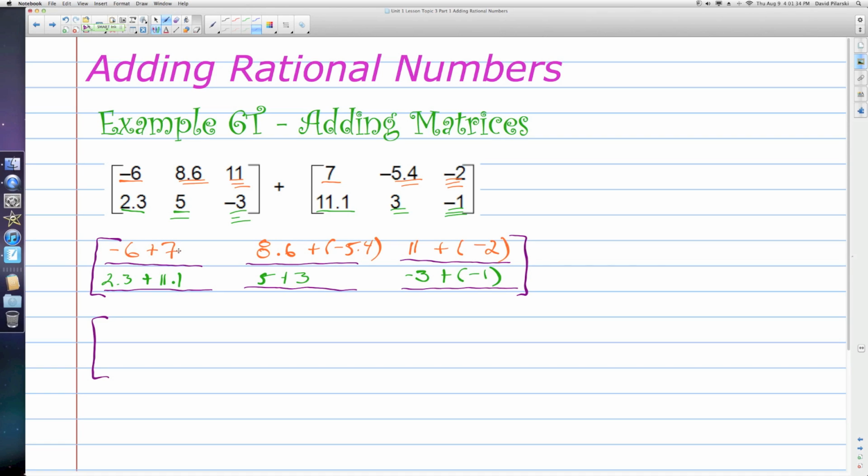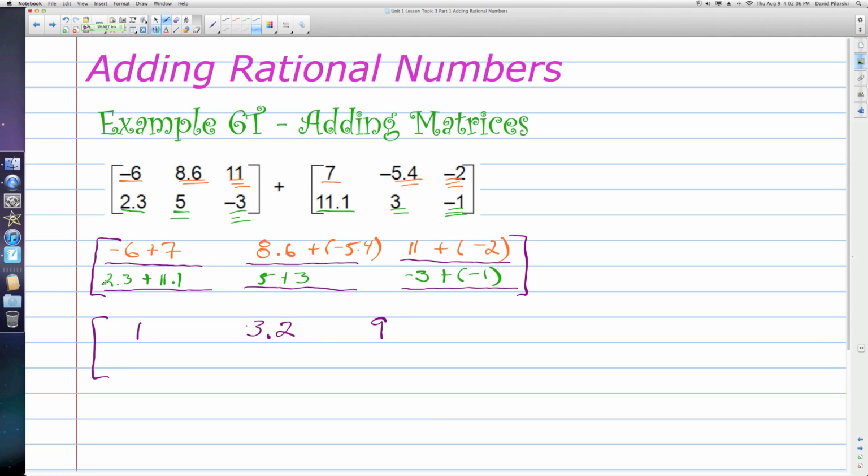Negative 6 plus 7 is 1. 8.6 plus negative 5.4, the answer to that is 3.2. And I had to subtract their absolute values because they were opposite sign numbers. Same here, 11 plus negative 2 is a positive 9. 11 take away 2 is 9. The absolute value of 11 is greater than the absolute value of negative 2, so the answer is positive. Hopefully some of these things you're starting to be able to do in your head.